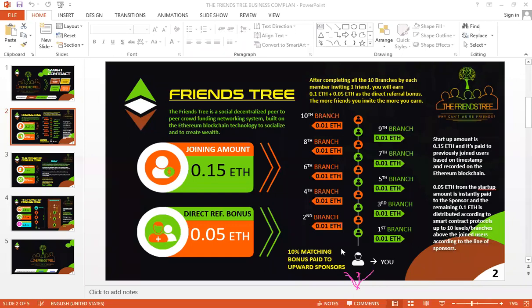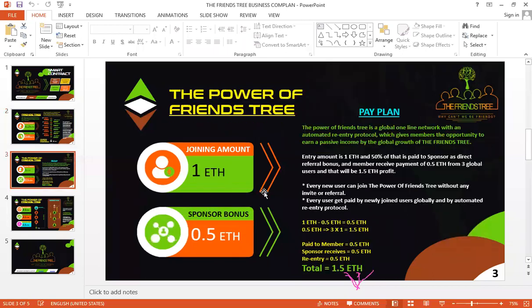And let's move on to the Power of French Tree, which is a global one line network, or the real power line network. It has an automated reentry protocol which gives members the opportunity to earn a passive income from the global growth of their French Tree.